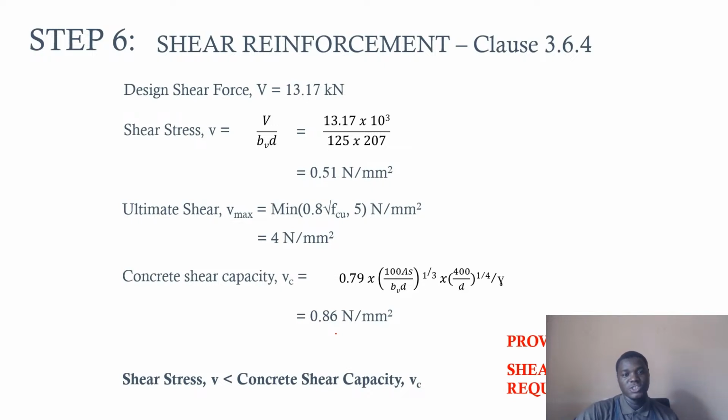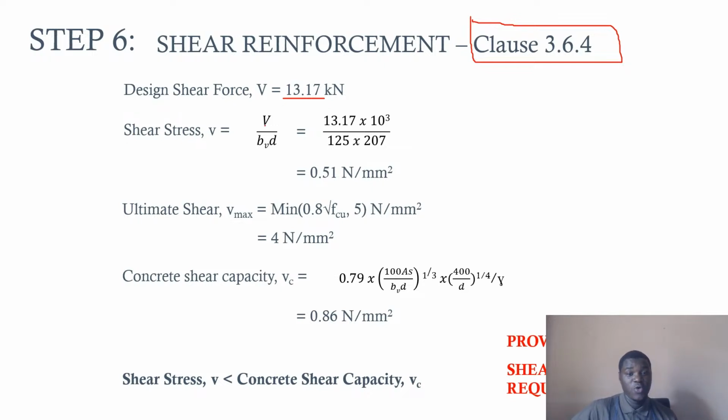So for shear reinforcement design, the most popular code in the BS 8110 for shear reinforcement is clause 3.6.4. Here you see everything the code recommends on shear reinforcement design. So we need to establish our design shear force first. Based on the analysis, we have 13.17 kilonewton. So definitely from here we can calculate our shear stress.